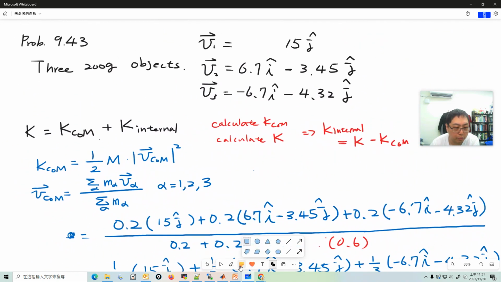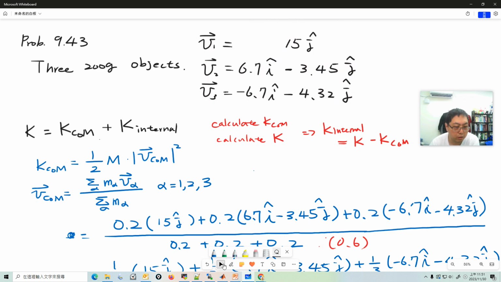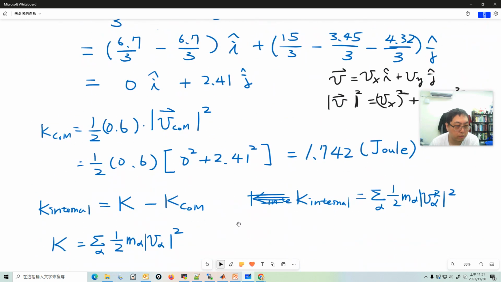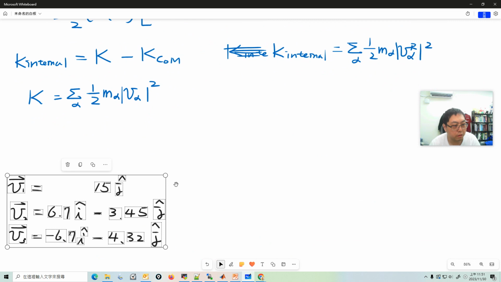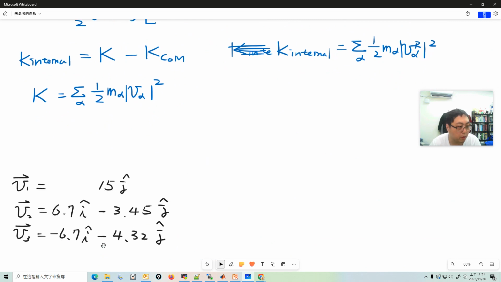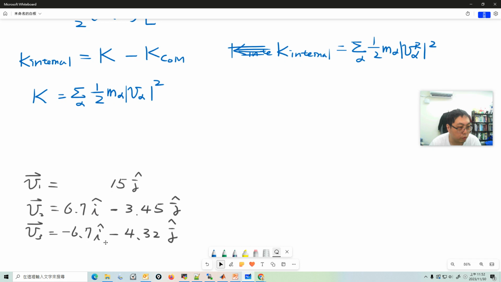So let me copy this, because I forgot these three values. Let me circle this and copy. Paste. Okay, move this.